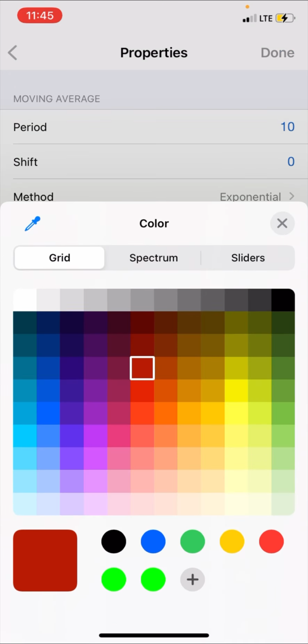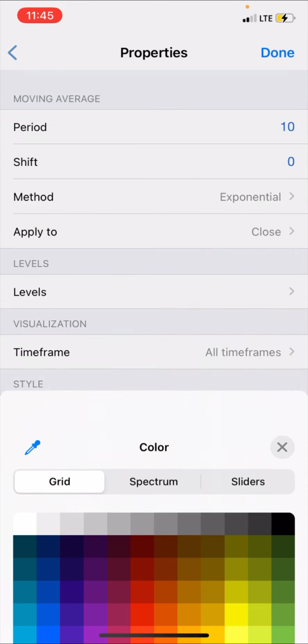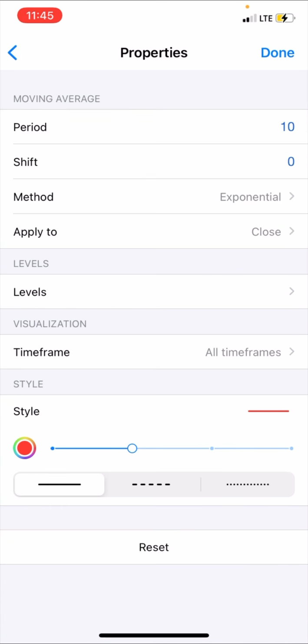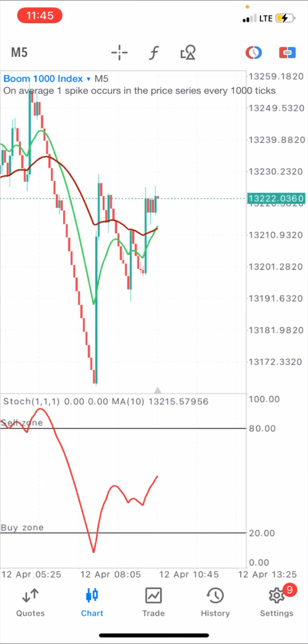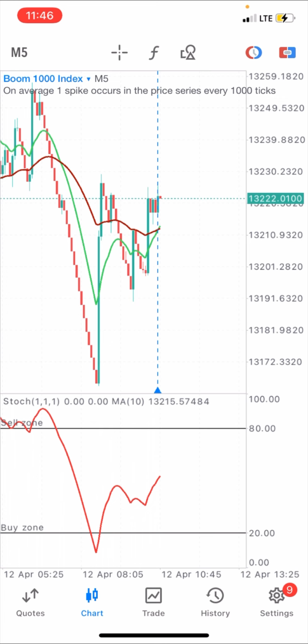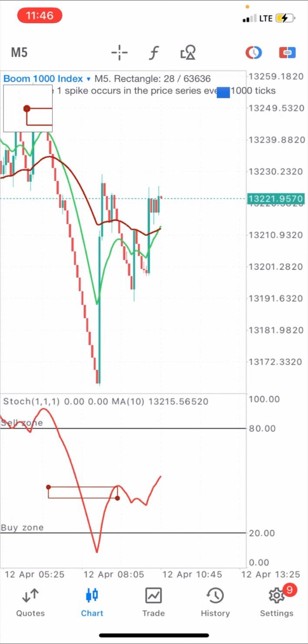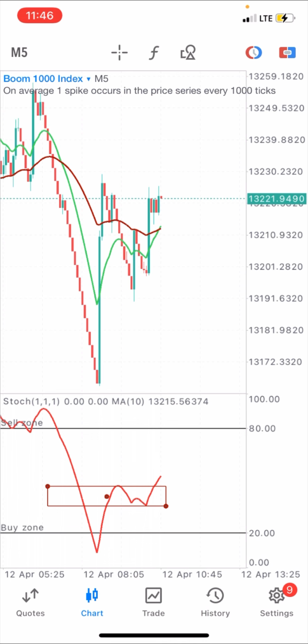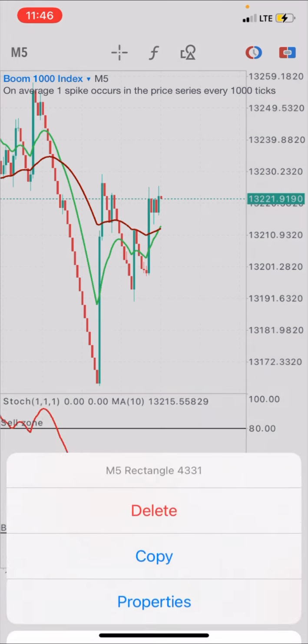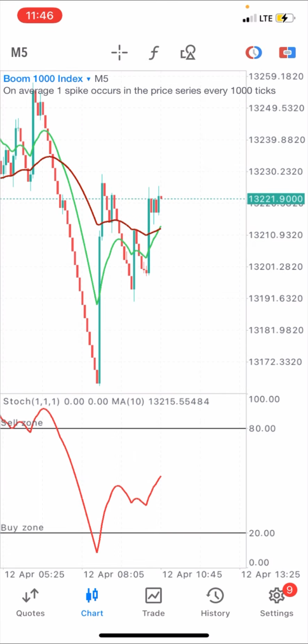All right, I'm using the red here. I can decide to use purple, black, or blue, but I'm just going to leave it at red. Okay, so I'm done with this. 2 pixel is fine. You just click done, and you will have this red line on your indicator window. The red moving average has appeared there, and then our setup is ready.